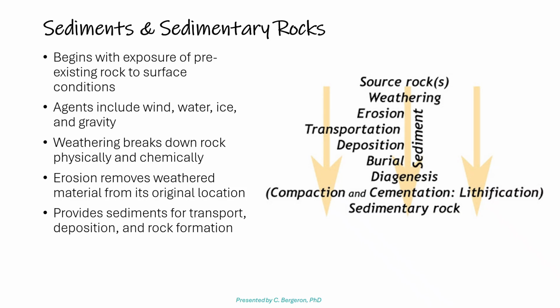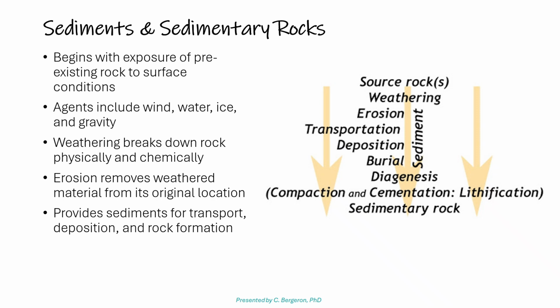So erosion is the removal of weathered material. So you have weathered material, meaning that the material is broken down. It breaks down the rock, either chemically or physically or both, but the erosion is the removal of that material from that area, so it's being brought somewhere else.